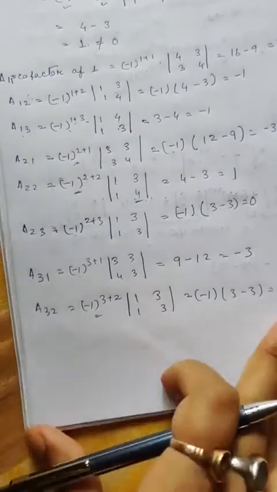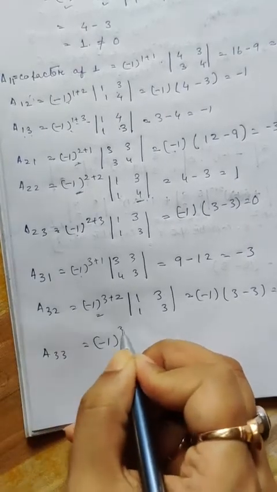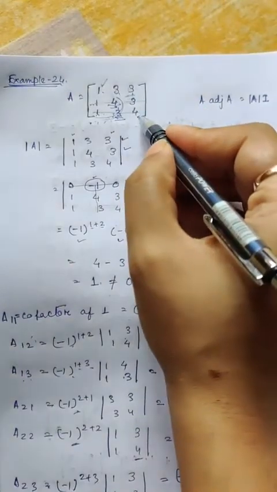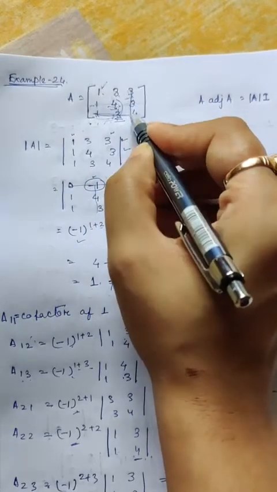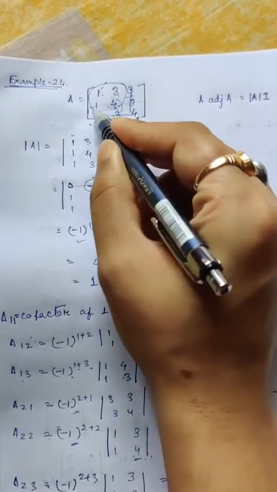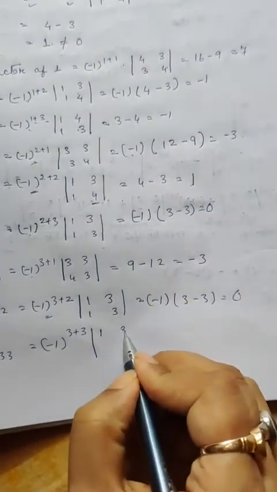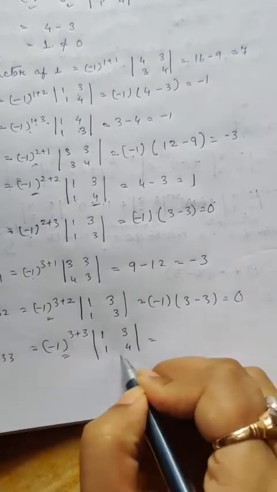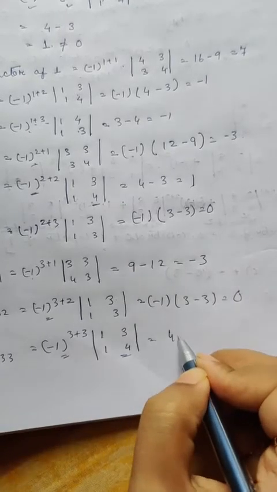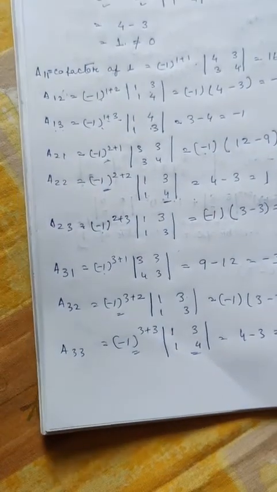Now the last cofactor A33, for this we have to write minus 1 to the power 3 plus 3, and 3, 3 means this 4, third row third column. So for this we have to eliminate this row and this column. So we will have these 4 numbers 1, 3, 1, 4. From here we will get plus 1, and from here we will get 4 minus 3. So answer is 1. Now we will write adjoint of A.